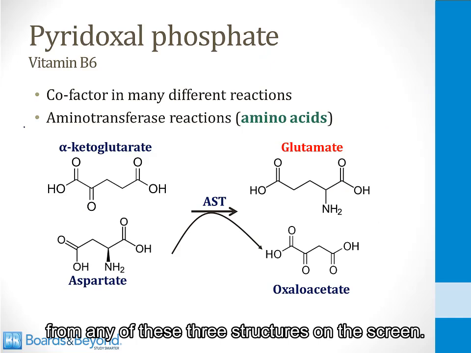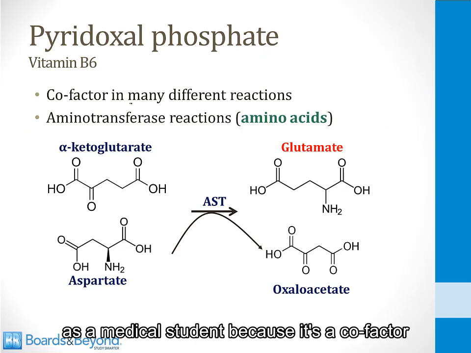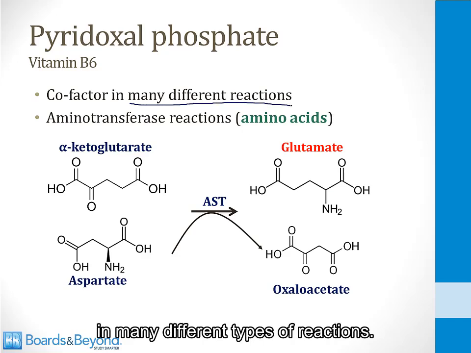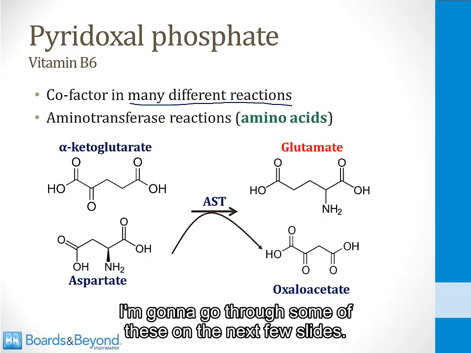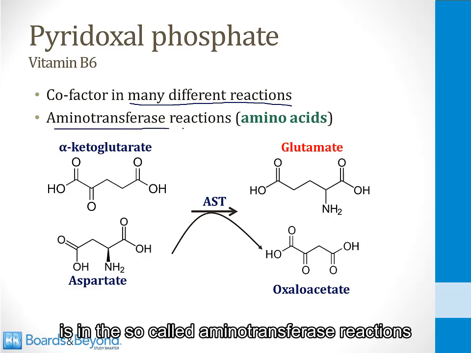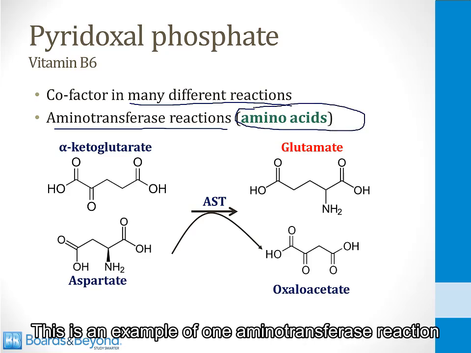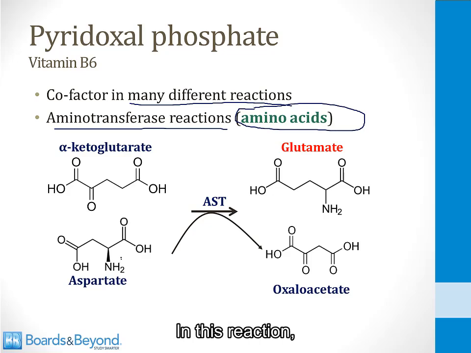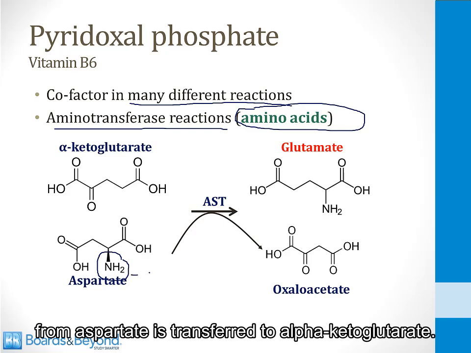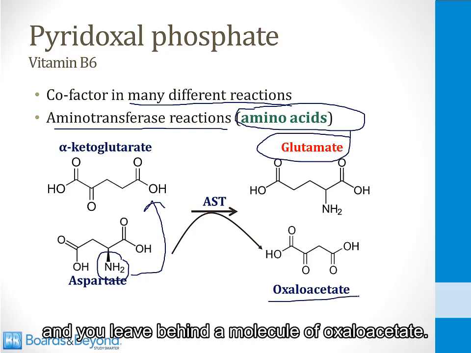Vitamin B6 is very frustrating to study as a medical student because it's a cofactor in many different types of reactions. I'm going to go through some of these on the next few slides. The first type of reaction where vitamin B6 is important is in the so-called aminotransferase reactions that are important for the metabolism of amino acids. This is an example of one aminotransferase reaction on the screen here. In this reaction, the amino group from aspartate is transferred to alpha-ketoglutarate. As a result, you synthesize a molecule of glutamate and you leave behind a molecule of oxaloacetate.